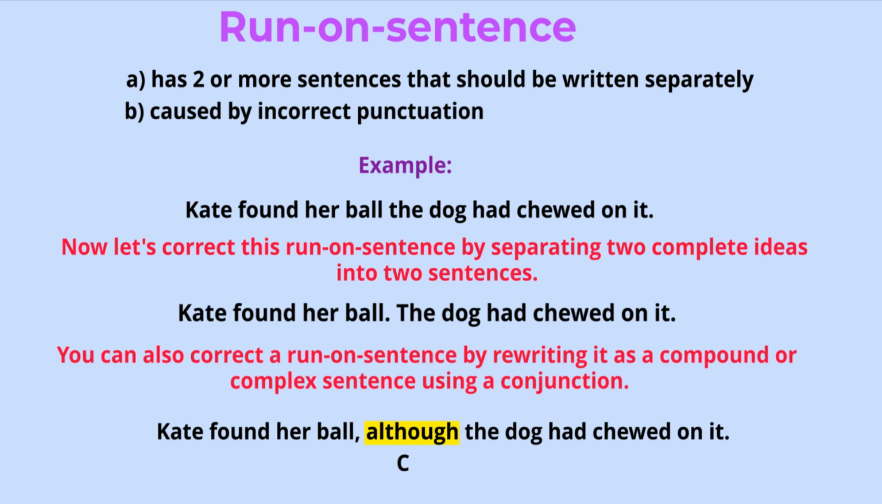Can you correct a run-on sentence? Yes, you can do. There are two methods to do it. One is by separating the two complete ideas into two sentences, like you're doing two separate sentences. You can do Kate found her ball, period, the dog had chewed on it. That is one way. You can also correct a run-on sentence by rewriting it as a compound or complex sentence using a conjunction. Kate found her ball, comma, although the dog had chewed on it. Here, although is a conjunction.